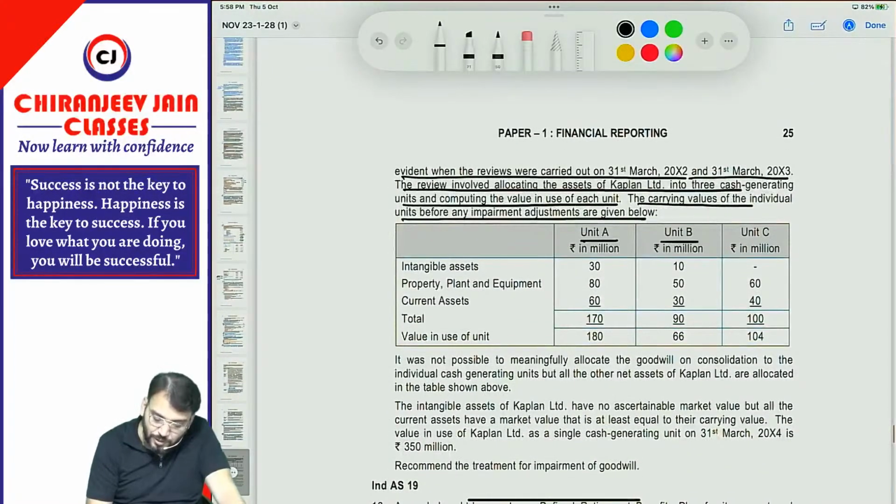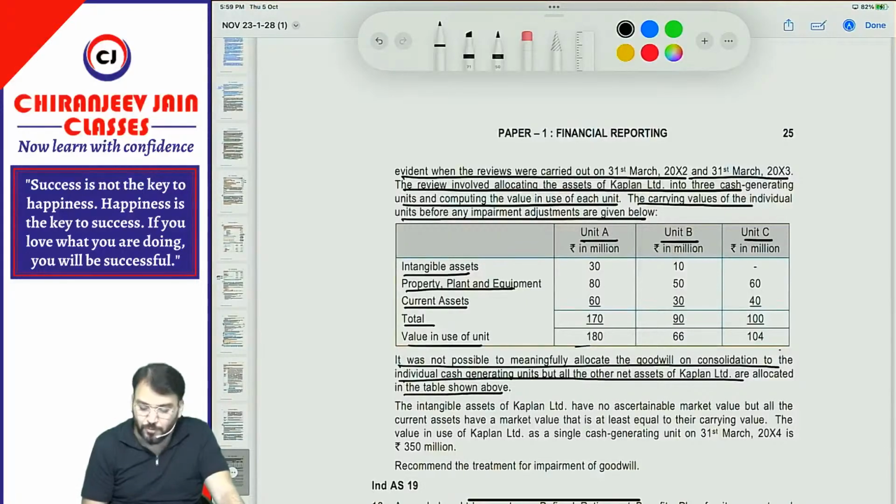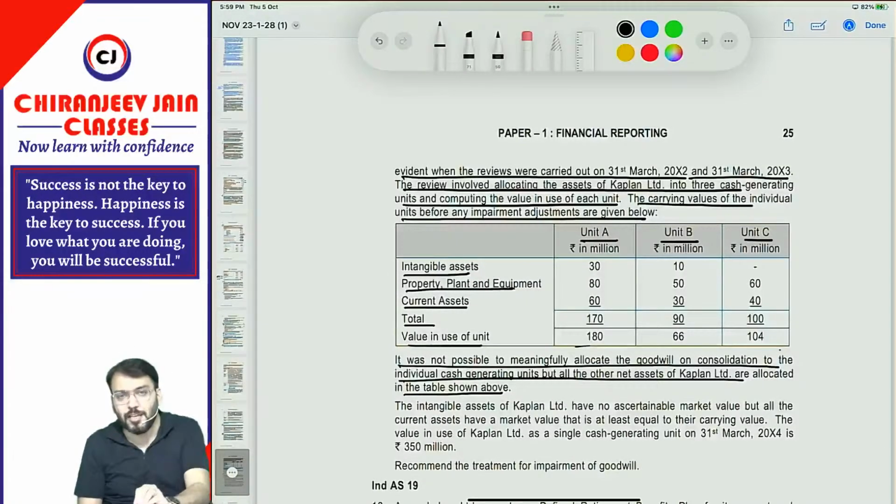You can see unit A, unit B, unit C. They have given intangible assets, property, plant, equipment, current assets. So this is the carrying amount of the CGU. This is the value in use. So for recoverable amount, if fair value less cost of disposal is not given, we will assume recoverable amount is equal to value in use. It was not possible to meaningfully allocate the goodwill on consolidation to individual CGUs, but all other net assets of Kaplan Limited are allocated in the table shown above. Means what they are saying is that goodwill cannot be allocated to smaller CGUs, means goodwill be allocated to a larger CGU.